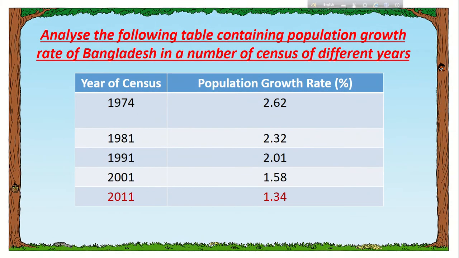Now analyze the following table containing the population growth rate of Bangladesh in a number of censuses of different years. Here are the population growth rates and years of census. In 1974, the population growth rate was 2.62, and in the year 2011 we are observing it is decreasing, that is, it has decreased to 1.34%.